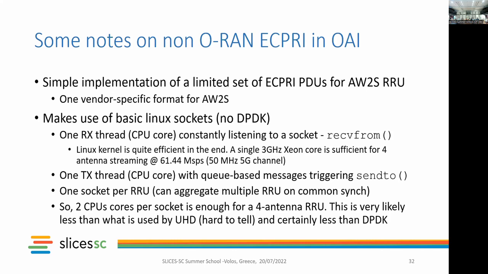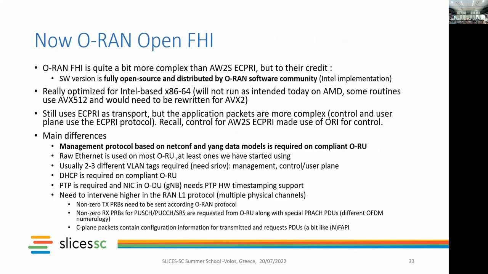One transmit thread also, with a queue-based message-triggering send queue. So basically, the radio application fills a queue with signal events, and this transmit thread enters the queue and sends it across the socket. So basically, two CPU cores per socket is enough for a 4 antenna radio unit, and very likely less than what's used by you. So let's quickly go over the differences now with ORAN. We're just getting into the game here with ORAN.